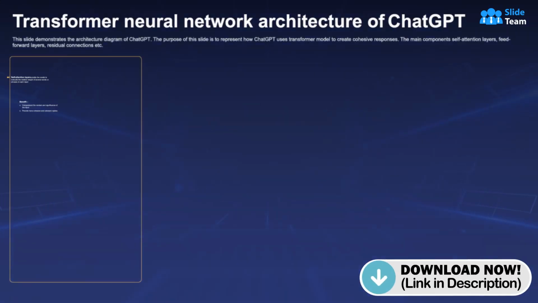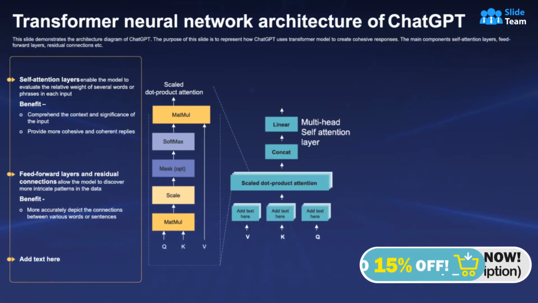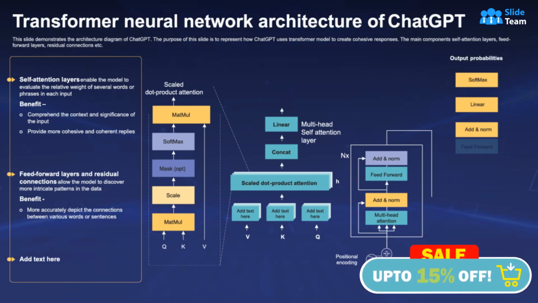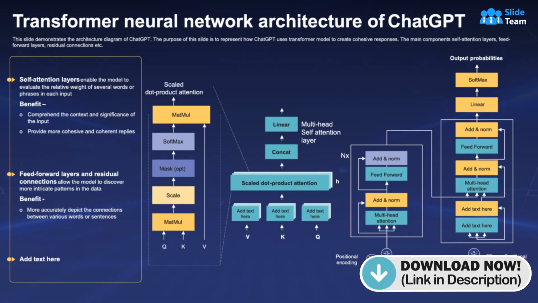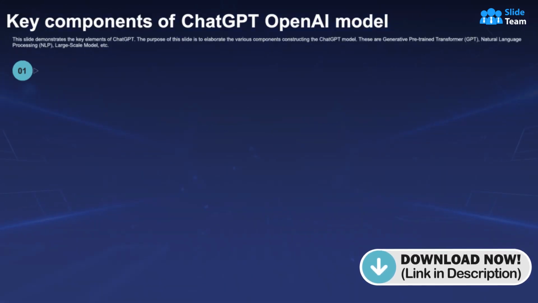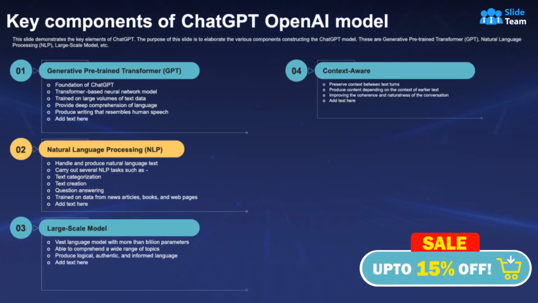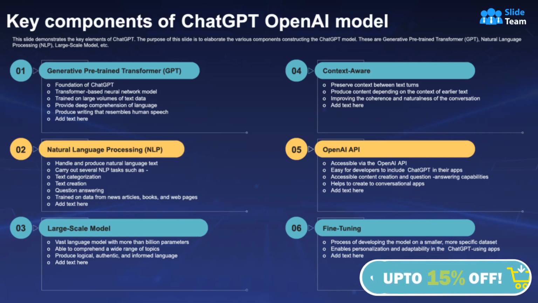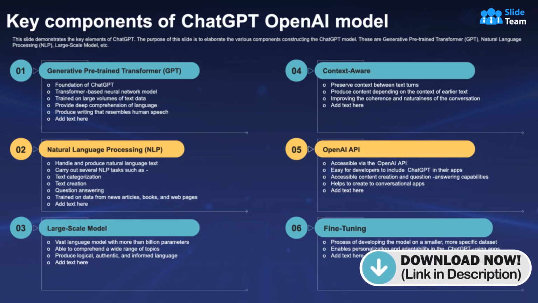Use this PPT layout to deliver a neat and easy-to-follow diagram representing the high-tech neural network architecture of ChatGPT. Apply it to explain how this technology answers our prompts with such cohesion, accuracy, and focus. Employ this PowerPoint template to present the parts that make ChatGPT more than the sum of its parts. Those components are GPT, NLP, large-scale model, context-aware, OpenAI API, and fine-tuning.